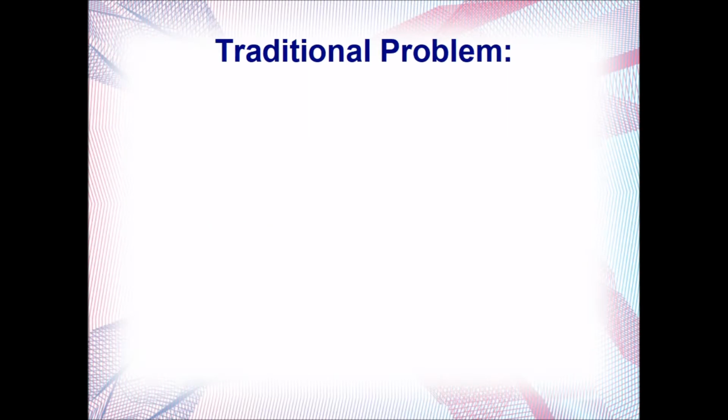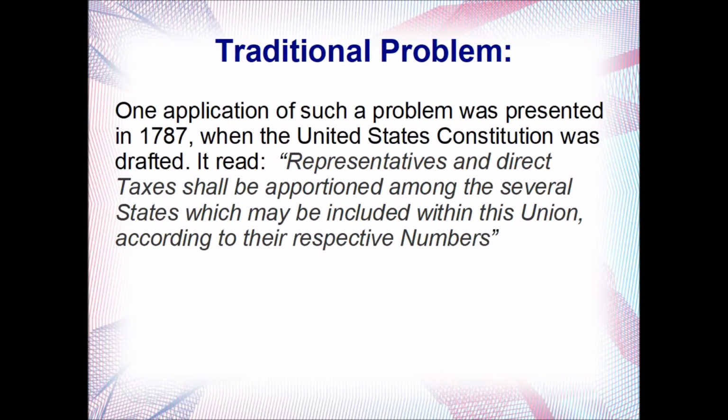Now, there are a lot of applications of apportionment, but the traditional problem that everybody starts with is in this situation. In 1787, when the United States Constitution was being drafted, one section of it read, "The representatives and direct taxes shall be apportioned among the several states which may be included within this Union according to their respective numbers." In other words, this is a section of the United States Constitution where we outline the creation of the House of Representatives.